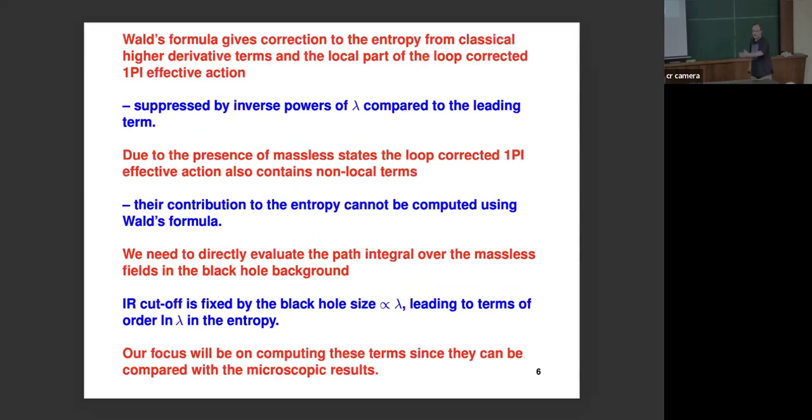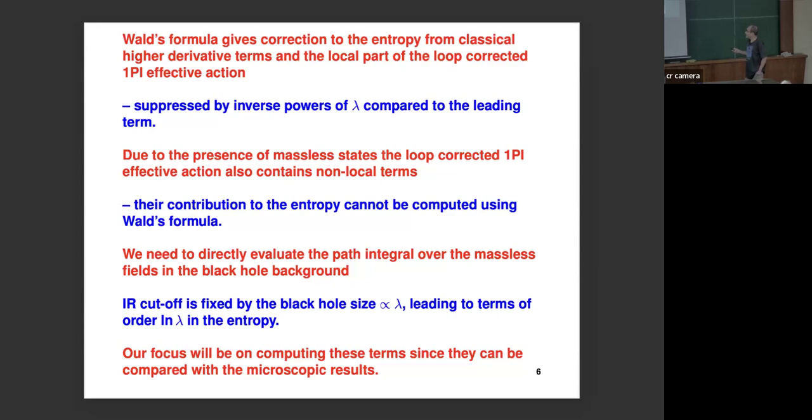Okay, so now we want to study corrections to this formula. One set of corrections comes from Wald's formula, which is designed to give corrections to the entropy formula under higher derivative corrections. For example, classical higher derivative terms as they appear in string theory can be dealt with using Wald's formula. Or if you have the loop corrected 1PI effective action, then the local part, which has a derivative expansion, can also be dealt with using Wald's formula. Certain other terms will not be dealt with by Wald's formula, and I'll discuss here how the log terms come.